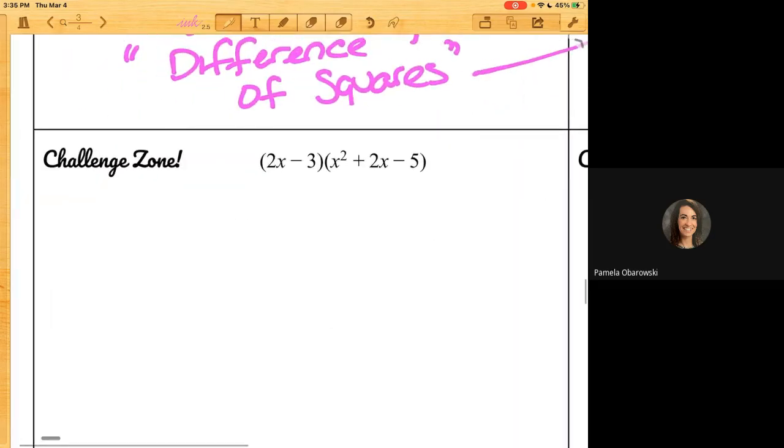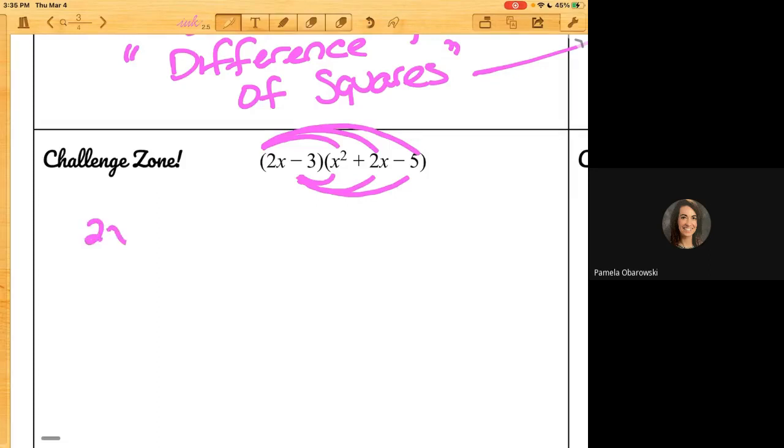But I'm going to basically show you guys how to do the distribution with a trinomial instead. So let's zoom in a little bit. I'm going to multiply my 2x times my first term, my 2x times my second term, and my 2x times my third term. Then I'm going to multiply my negative 3 times my first term, my negative 3 times my second term, and my negative 3 times my third term. So it looks scary, but the process is still the same. Let's go through it together.